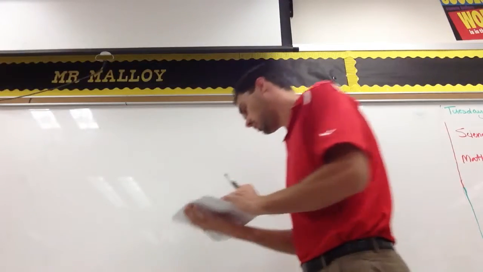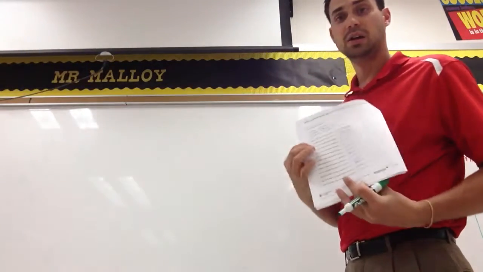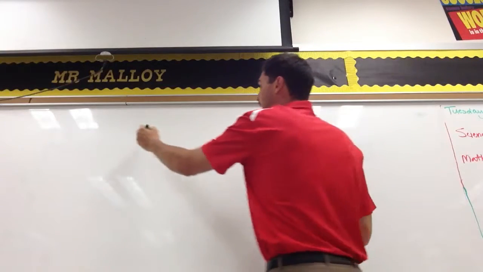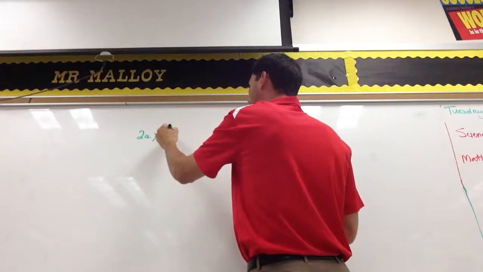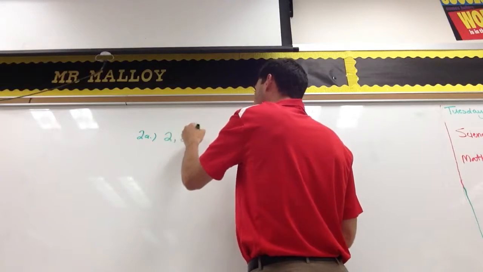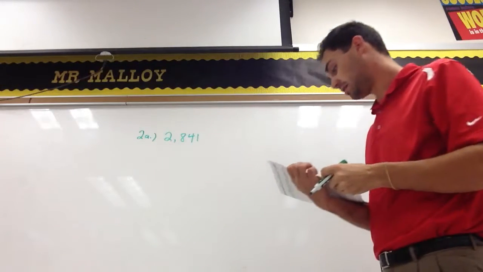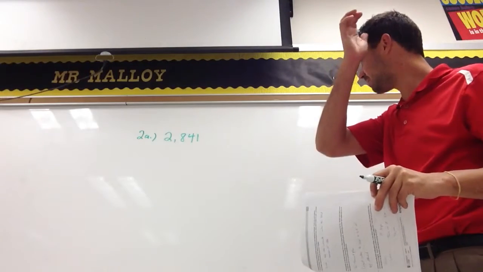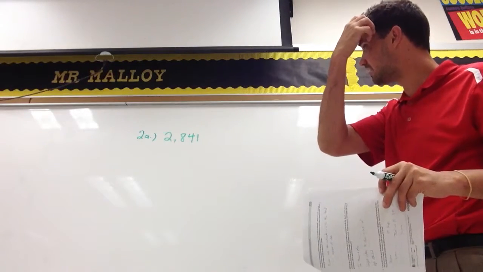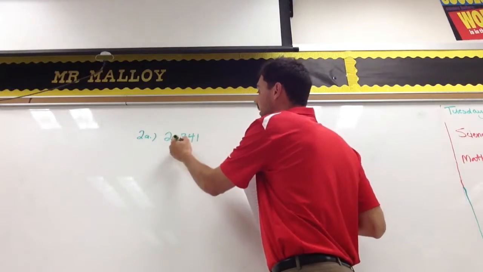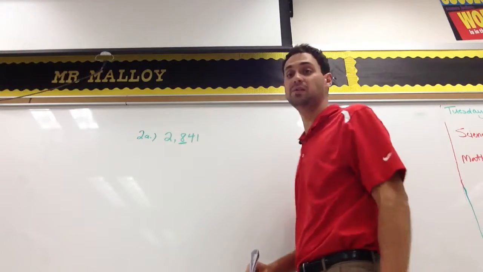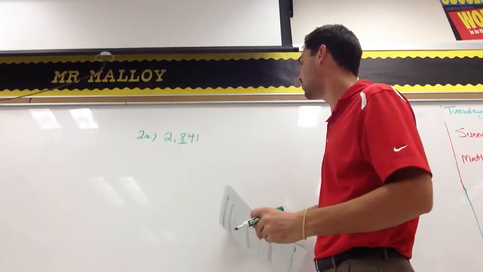And I want to start with number 2, letter A. So 2A, let's see here, 2,841. And we're going to round that to the nearest hundred. So this kind of goes back to the homework last night. So we go to the hundreds place. What number is in the hundreds place? It's the 8.